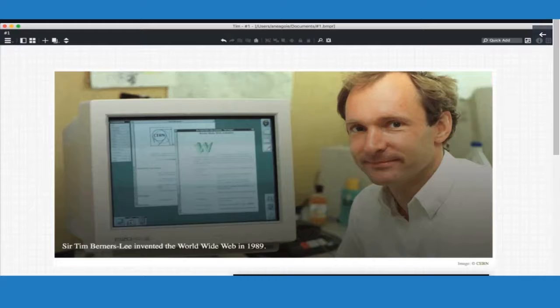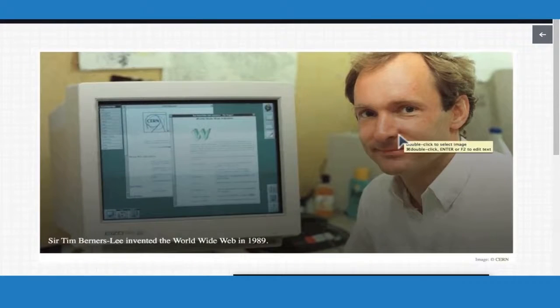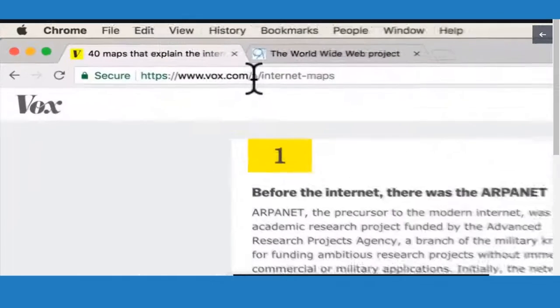So today we're going to talk about Tim Berners-Lee, the person who invented the World Wide Web in 1989. And I have a picture of him right here. And we're going to talk about him because he's the first web developer. And in order to explain that concept, we need to make a distinction between the internet and the World Wide Web. I have this website that I'll share in the links below.